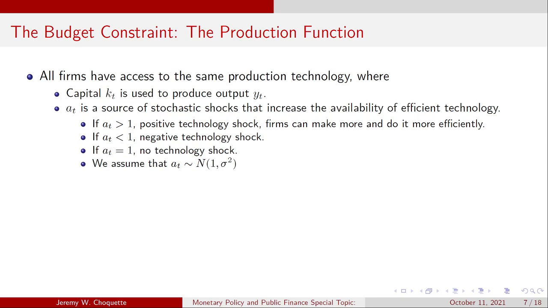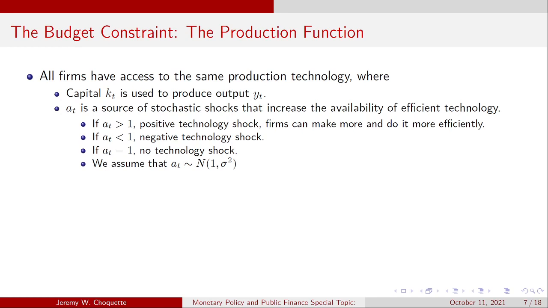Anyways, we were going to assume that the source of technology shocks, A sub T, is distributed. That's what that cute little tilde thing means. It's distributed. It's got a distribution, if you've taken statistics, that is normal. That's what that capital N stands for. It's a normal distribution, so the bell curve, right, with a mean of one and a variance of sigma squared. So standard deviation would be sigma.